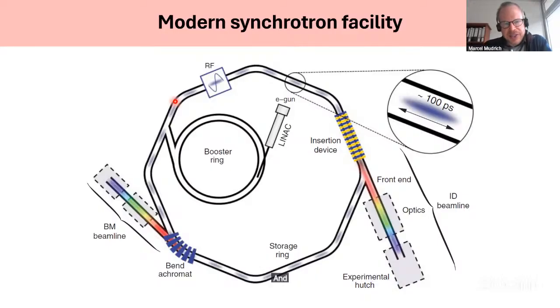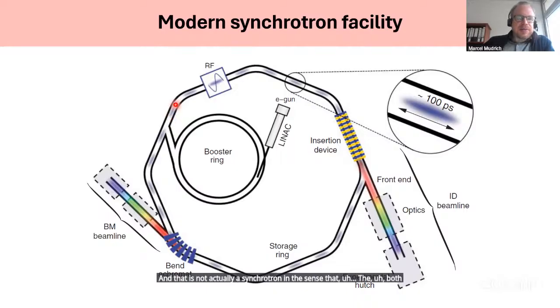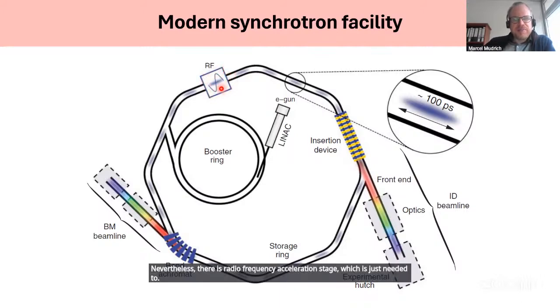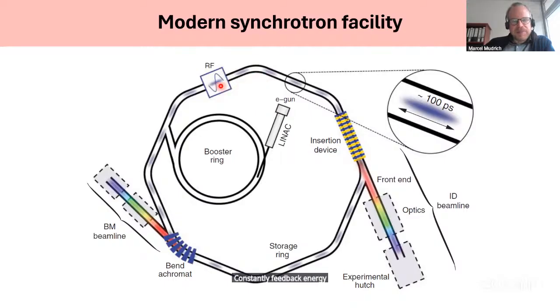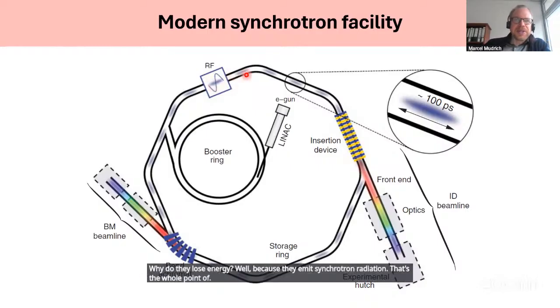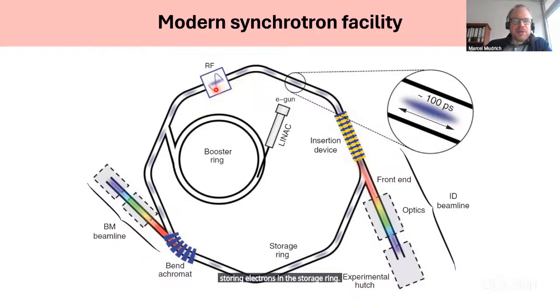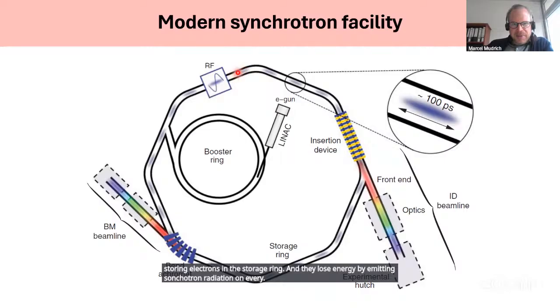And that is not actually a synchrotron in the sense that both energy and magnetic field confinement are kept constant. Nevertheless, there is a radio frequency acceleration stage, which is just needed to constantly feed energy back into the electron beam because the electrons also constantly lose energy. Why do they lose energy? Well, because they emit synchrotron radiation. That's the whole point of storing electrons in the storage ring. And they lose energy by emitting synchrotron radiation on every magnetic device.